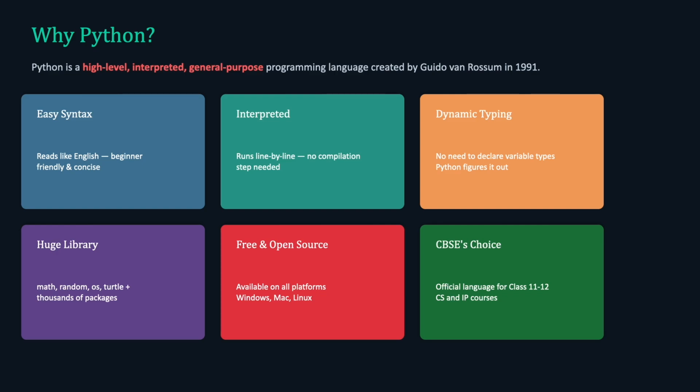Because it is easy to read, almost like English. Python is interpreted, meaning it runs line by line without needing compilation. It uses dynamic typing. You don't declare variable types, Python figures it out. It has thousands of libraries. It is free, open source, and works on every platform. Guido van Rossum created it in 1991. Most importantly, it is the official language for your class 11 and 12 computer science course.